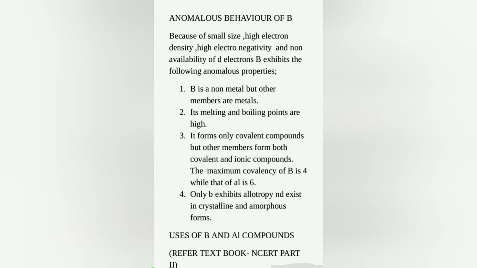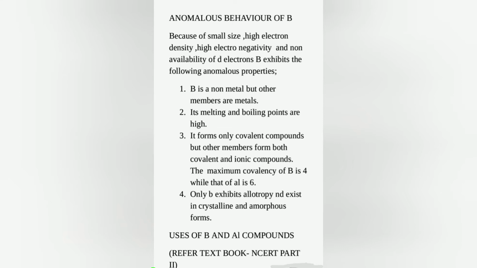Okay, next point is the anomalous behavior of boron. We have learned that because of the small size, high electron density, high electronegativity, and non-availability of d orbitals and d electrons, boron exhibits the following anomalous properties. There are four important anomalous properties for boron. First property we have mentioned already: boron is a non-metal, but other members are metals.